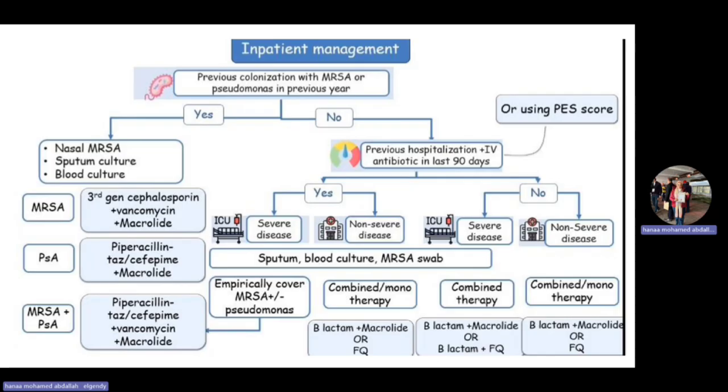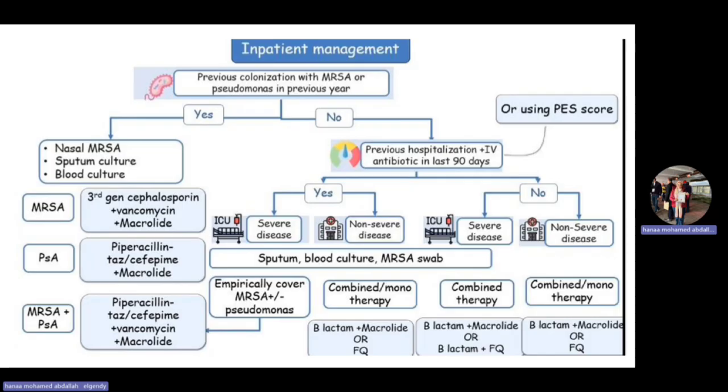Okay. So in these patients, we start with beta lactam and macrolides in non-severe disease with no previous colonization. Beta lactam, which is ceftriaxone. If this patient has severe disease, we should start with only combinations. There is no monotherapy. Okay.